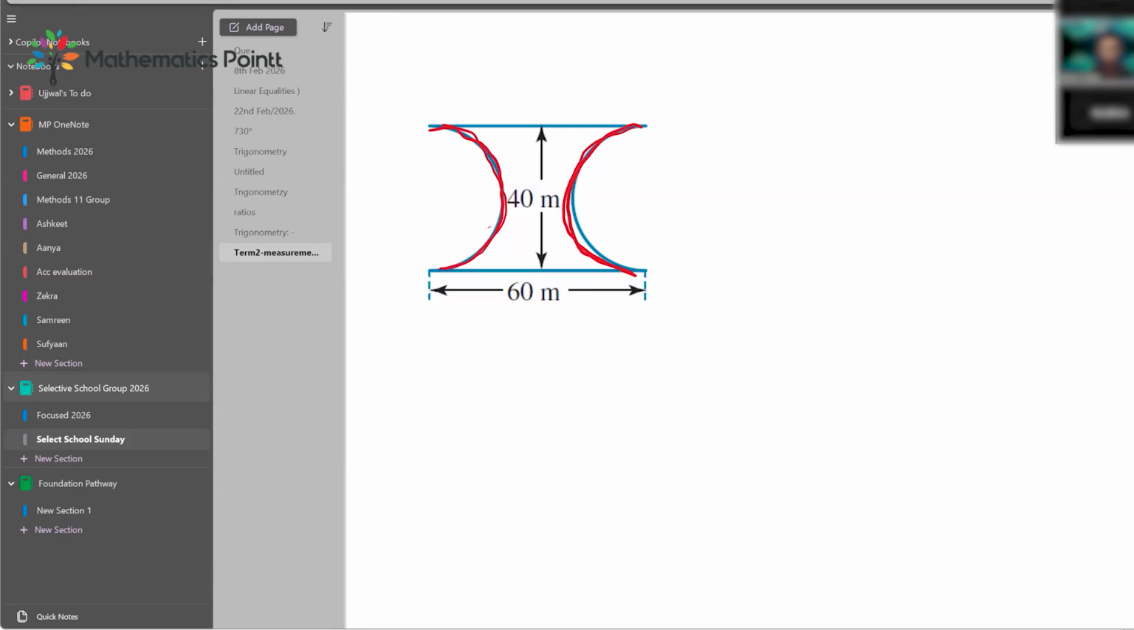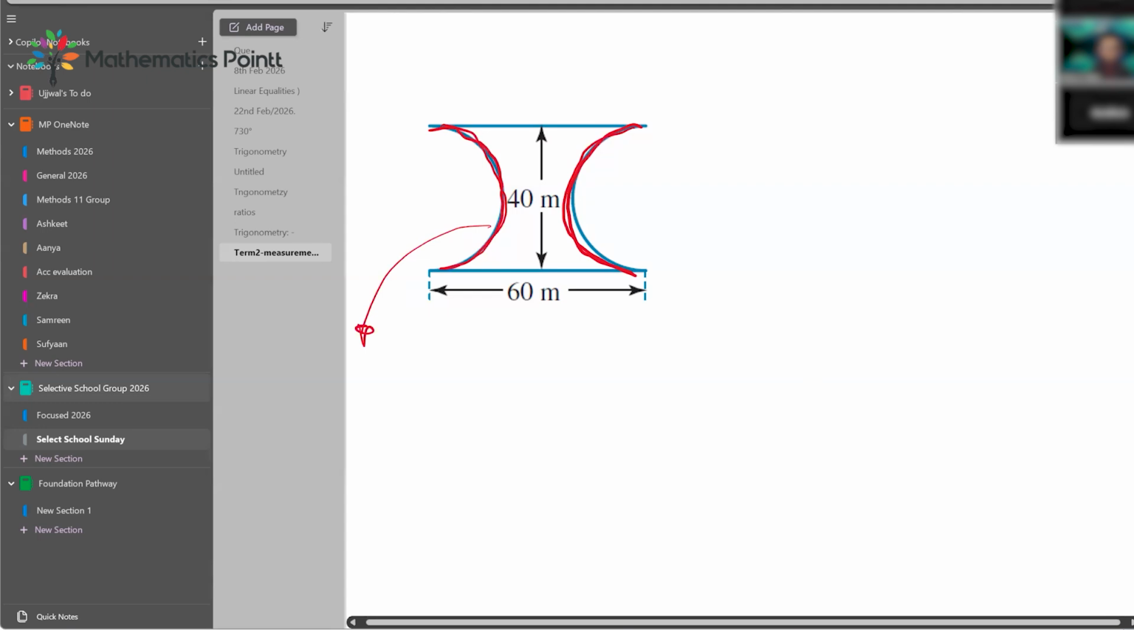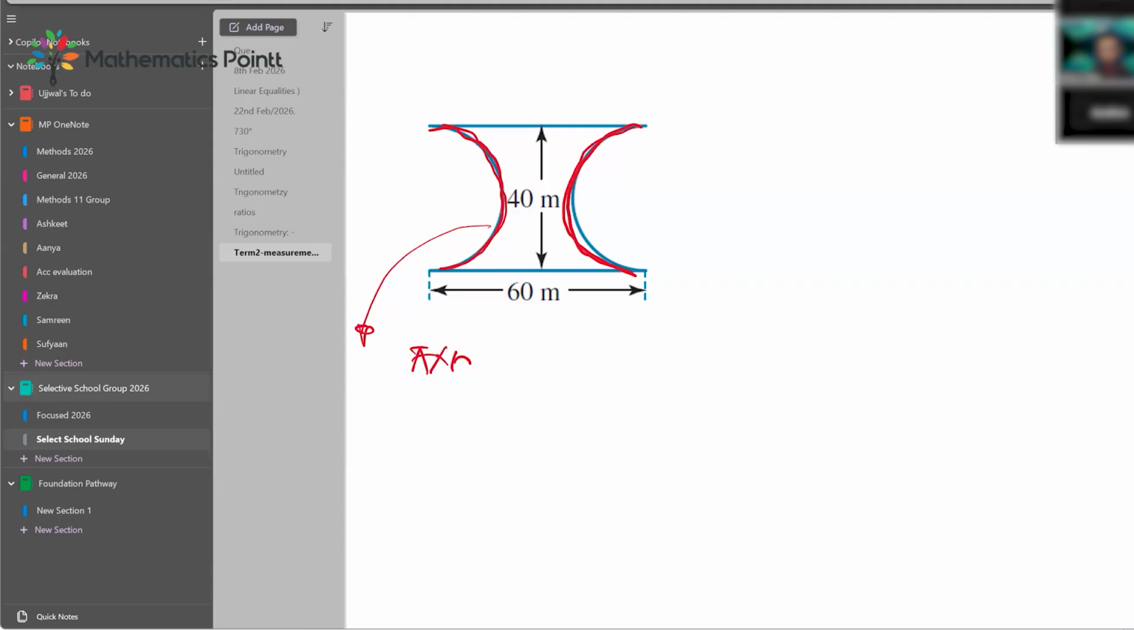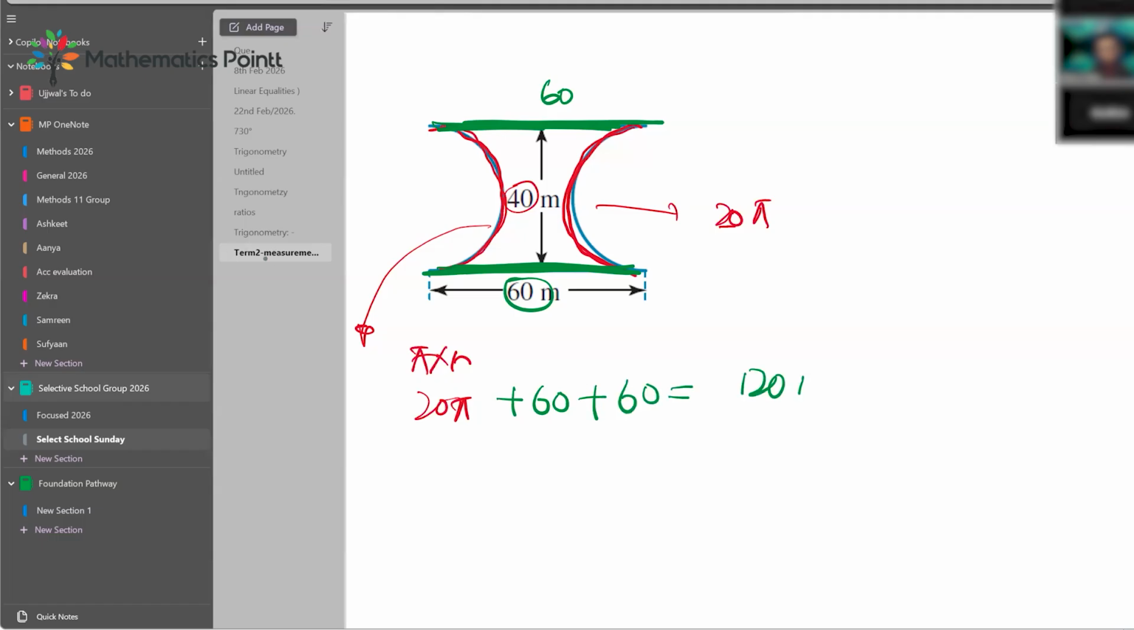So I told you the circumference of a semicircle is pi r or pi d over 2, whatever you want to do. Radius is 20, half of it, so 20 pi. Similarly here, a 20 pi here, right? And then I'm measuring this is 60, this is 60, plus 60 plus 60 makes it 120 plus 40 pi meters. Simple, right? No dramas there.